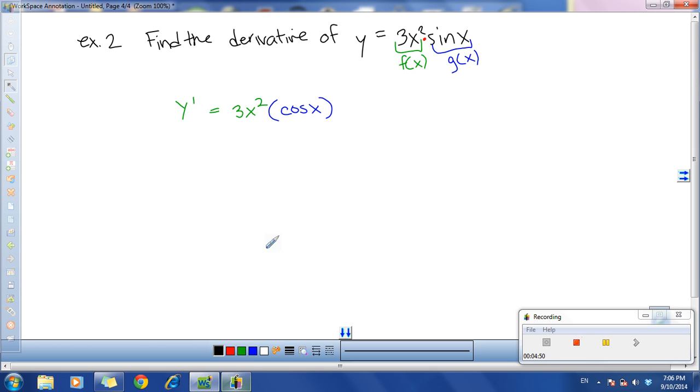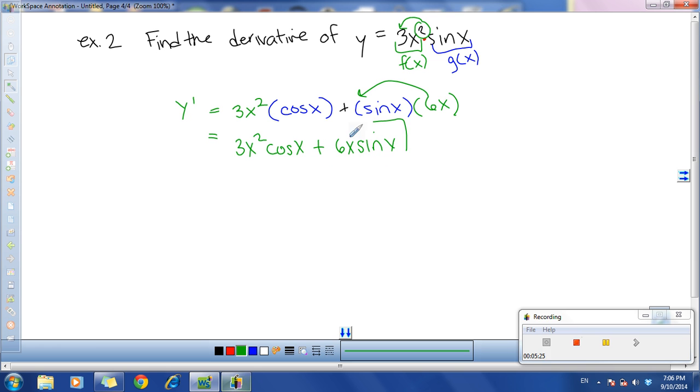And then plus the second, which is sine x, times the derivative of the first, the derivative of 3x squared. 2 times 3 is 6x, drop down the power by 1, and it's just 1, so that's what I get. And I'm going to clean it up a little bit so that it looks better. So 3x squared cosine x, and I'm going to bring this 6x over here in the front, 6x times sine x. That looks a little bit better. There's nothing else I can combine, so that's my final answer.